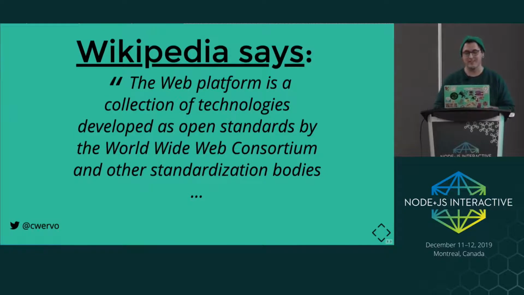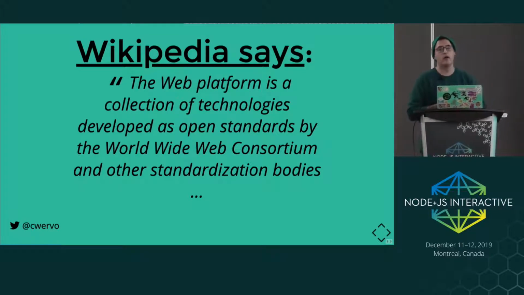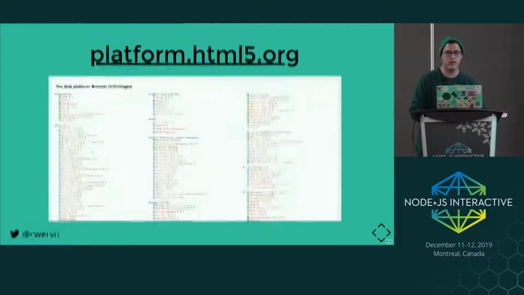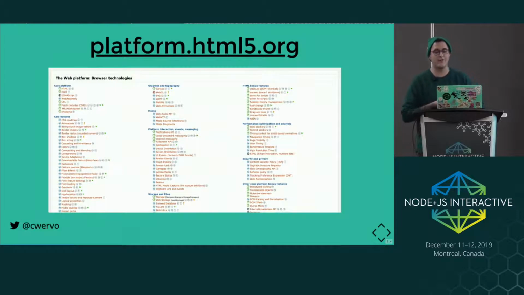The most reliable source on the internet, Wikipedia, says that the web platform is a collection of technologies developed as open standards by the W3C and other standards bodies like OpenJS, like ECMA, and so on. That's one way of looking at it. Another way is if you go to platform.html5.org, you see this giant, rather overwhelming checklist of all the various specs that can possibly fit into a browser.